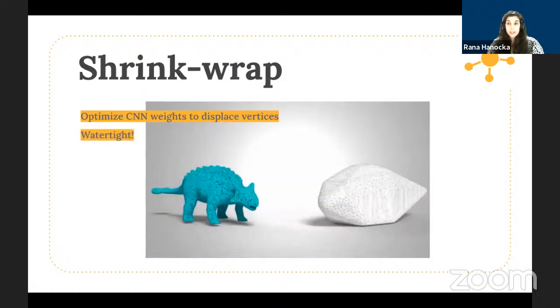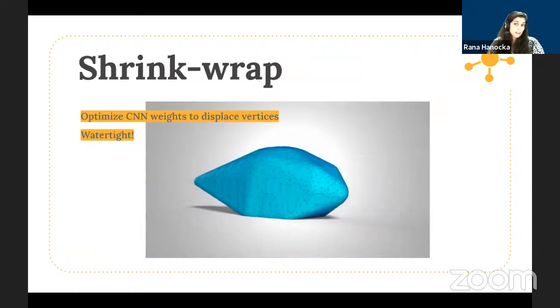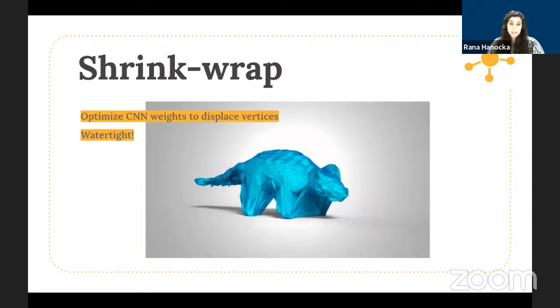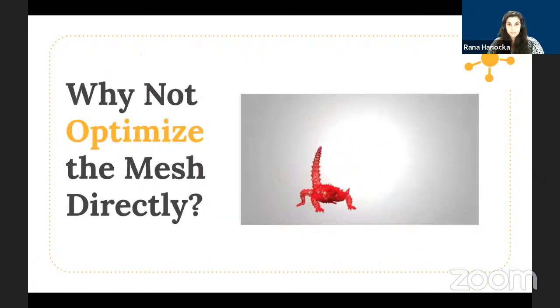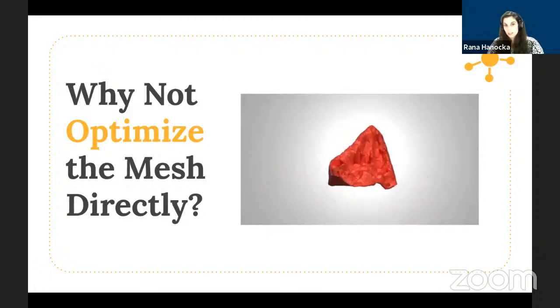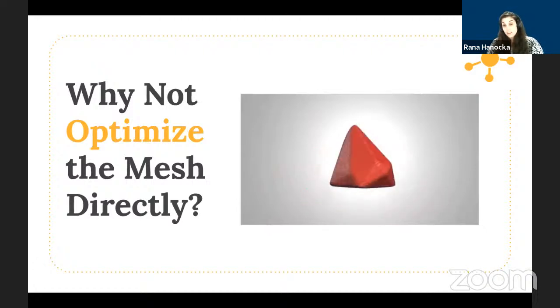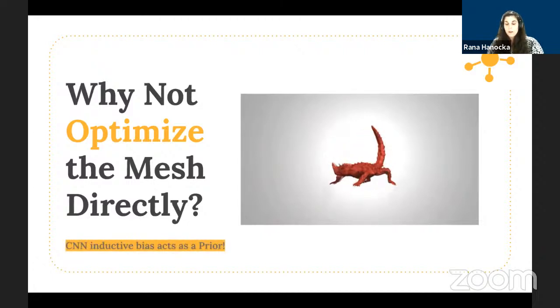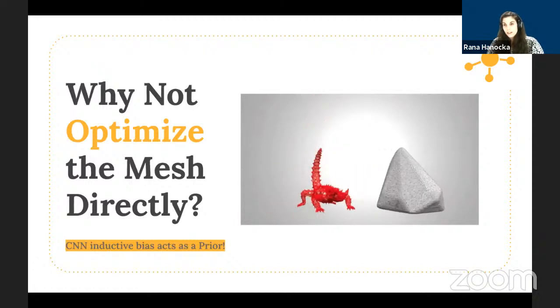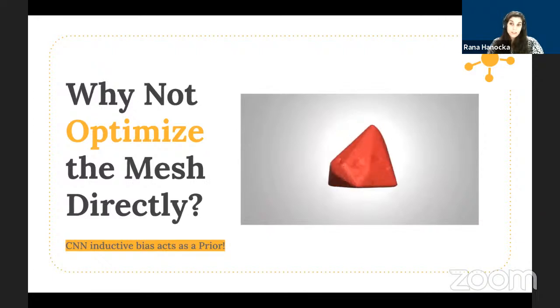This ensures that the reconstruction is watertight, which is a desirable property since real objects are solid. And this is especially important for surface reconstruction since the input may contain holes or regions with low density samples. We said we optimized the CNN weights to displace the vertices of the mesh, but why not just displace the mesh vertices directly? Well, as we said before, there are many valid solutions, and as it turns out, a direct optimization leads to an undesirable result. But if we optimize the CNN weights instead, their inductive bias acts as a powerful prior, which leads to favorable solutions.